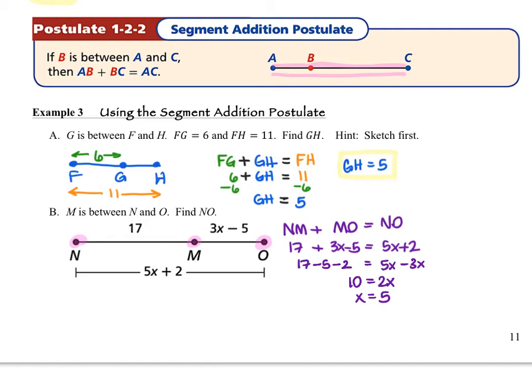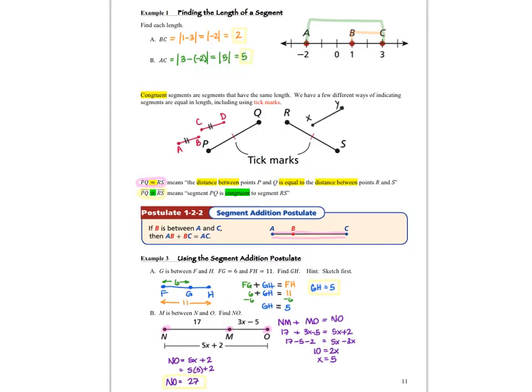And remember, our question was actually asking us to find the distance from N to O. So N to O is the expression 5x plus 2. So we're going to show that, and then we're going to substitute in 5 times 5 plus 2, and we end up with a total distance from N to O of 27. This is the segment addition postulate.